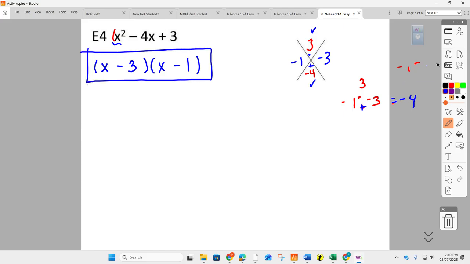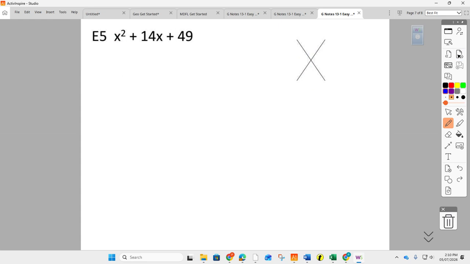All right. One more. Actually, we're going to do two more. 1 times 49 goes in the top. Middle term goes in the bottom. Looking for the factors. If you multiply them, they equal 49. If you add them, they equal 14. Two pairs of factors for 49. 1 and 49, 7 and 7.